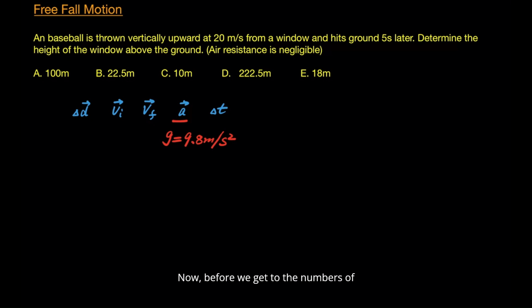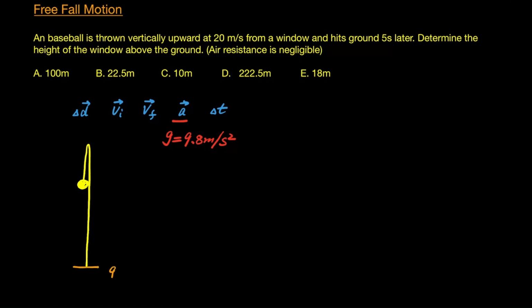Now, before we get to the numbers of these variables, let's get organized by drawing a diagram and setting up the coordinate system. So here we have a baseball. It is thrown up, it reaches its peak, and then it heads back down to the ground. So this is the ground. Since the baseball's motion is only vertical, we don't need full x-y coordinates. We can just use a simple y-axis to track its movement.